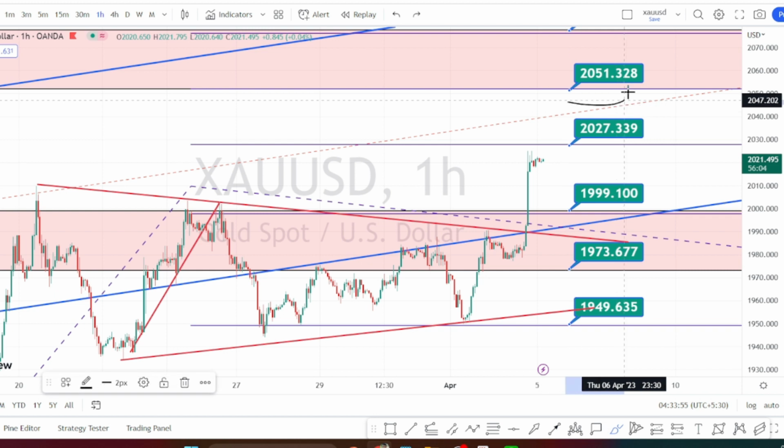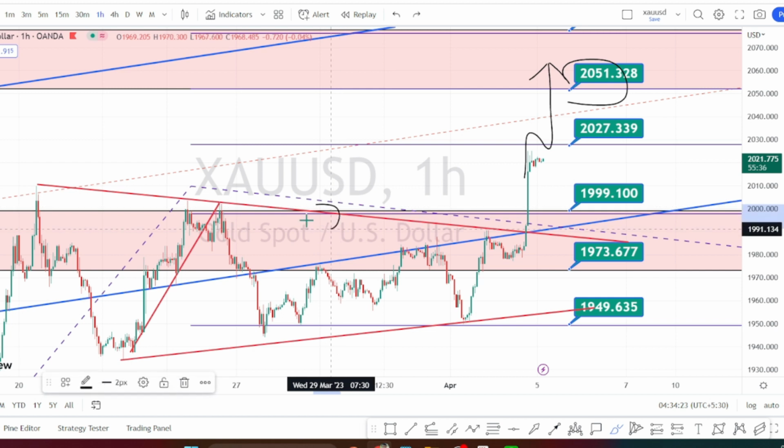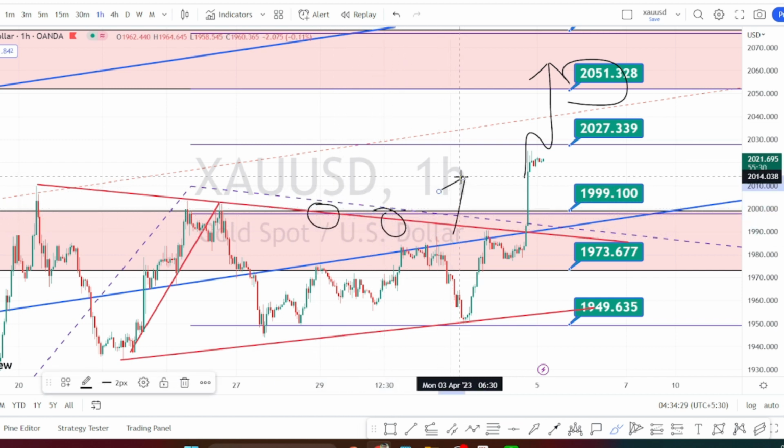But again we have a very strong resistance zone over here, which means that we need a very strong bullish candle again to break this resistance zone. And since the price action has given a breakout from this consolidation on the bullish side, we can expect the bullish trend to continue in hourly time frame also.